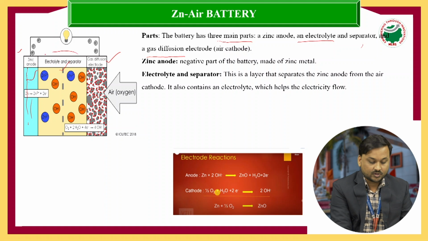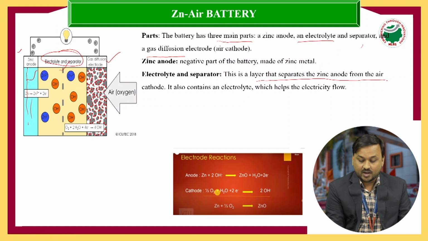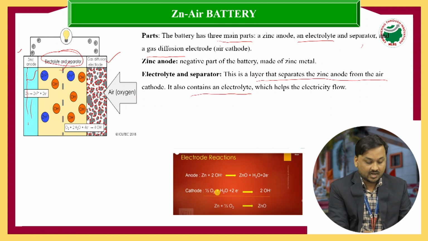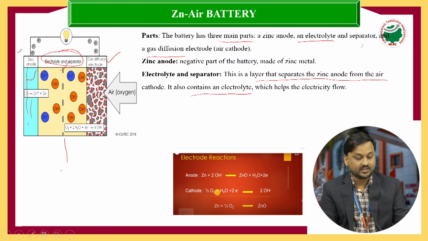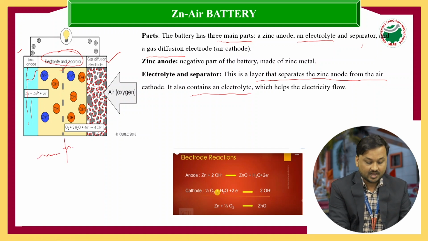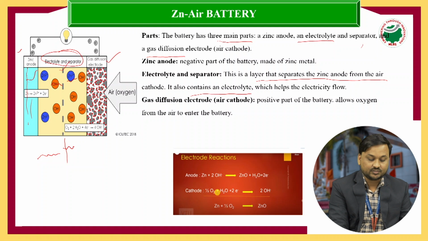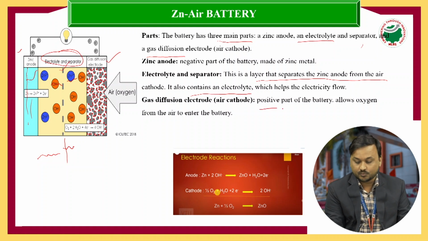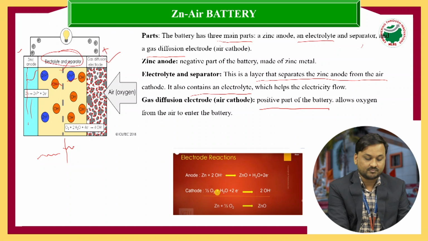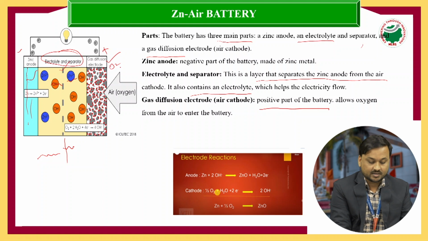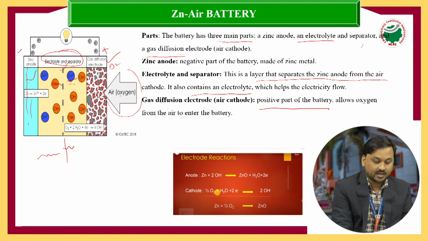And this is the electrolyte and separator. The layer of separator lies between the zinc anode and the air cathode, and it also contains the electrolyte, which helps the electricity flow. Next, the gas diffusion electrode. It is the positive part of the battery. It allows the oxygen, from this side as shown in the image. This is the positive charge. It allows the oxygen from the air to enter into the battery.